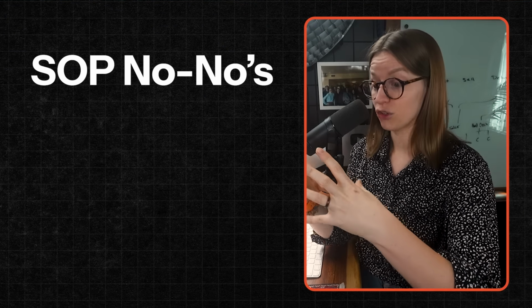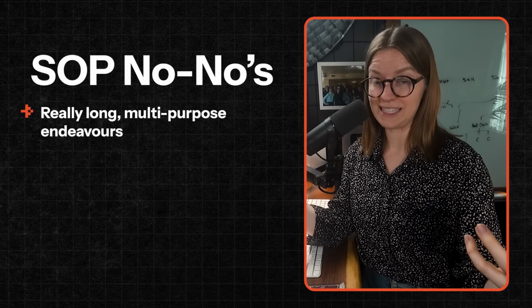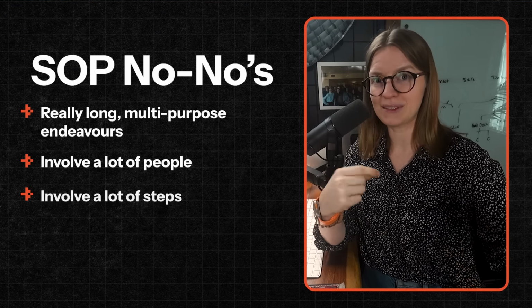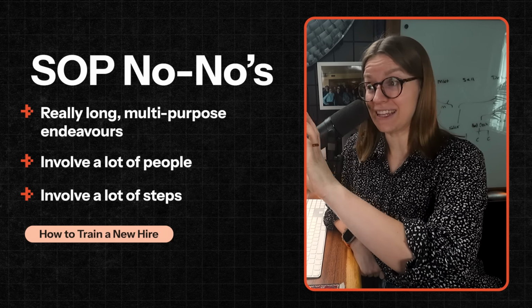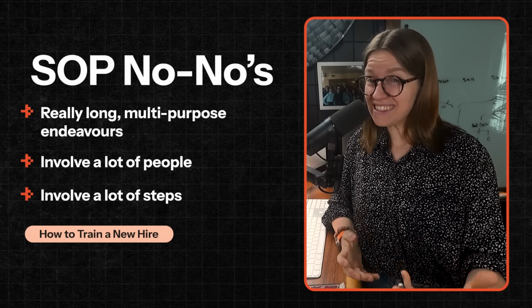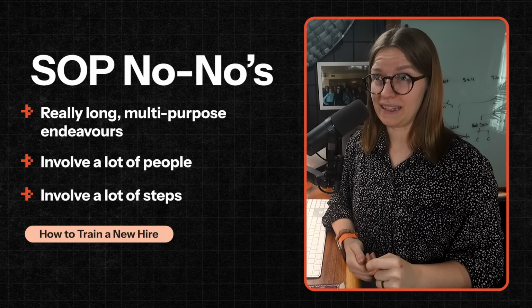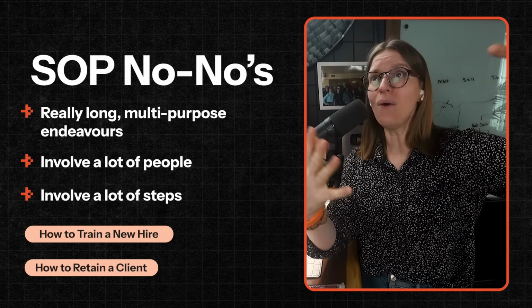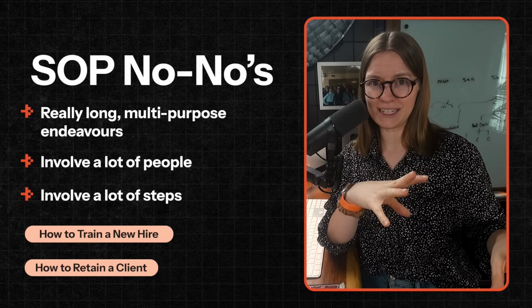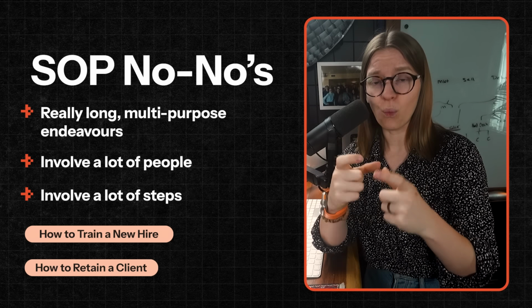But we don't want standard operating procedures that are really long, multi-purpose endeavors that involve a lot of people, a lot of steps, a lot of different things. For example, how to train a new hire. That is something that takes 6 months or more. That's not something I want inside one SOP. Another example might be how to retain a client. That's a whole system of a lot of different pieces coming together, way too detailed to have in one little recipe.